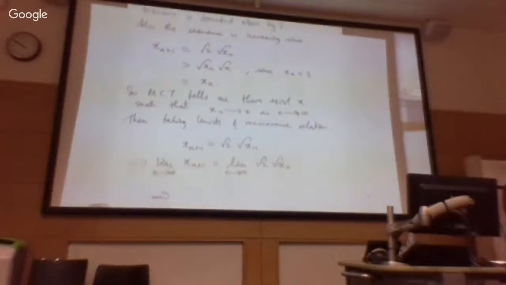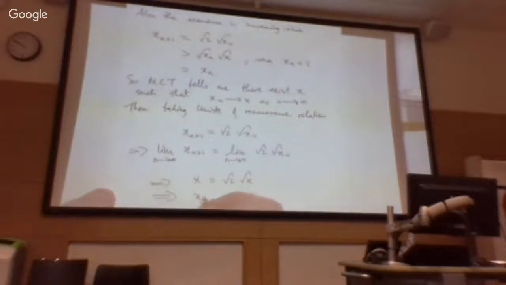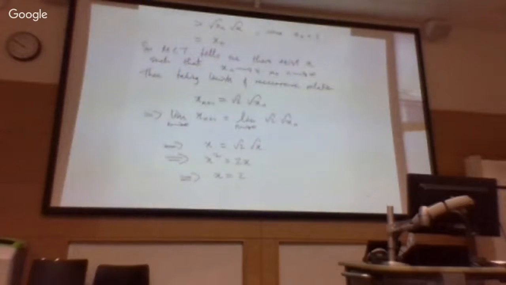Well, on the left-hand side, we've got the limit of the sequence, so this is the quantity x. On the right-hand side, we've got the square root of 2 multiplied by the square root of xn. Using the limiting properties of the square root function, this will be the square root of x, because xn is converging to x. We can square both sides. We get x squared is equal to 2x, and then divide across by 2, so we get x equals 2.